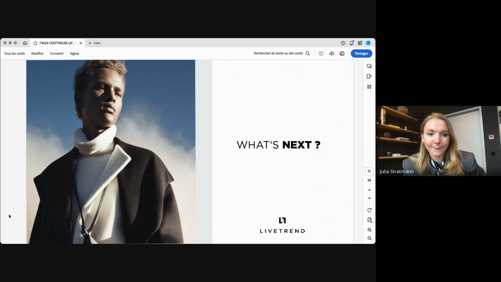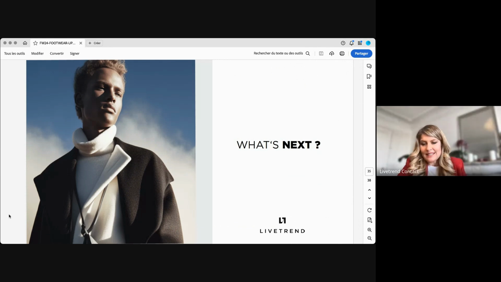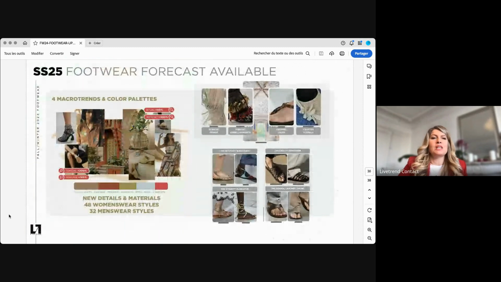Okay, great. So now what's next? Of course, our spring-summer 25 footwear forecast is available on the platform for our clients. Maybe Julia, if you want to talk a little bit more about this, because we have other 4 macro trends and color palettes with all the details, materials, and all the styles. I'm sure you are very interested in it, but it's not today's topic.